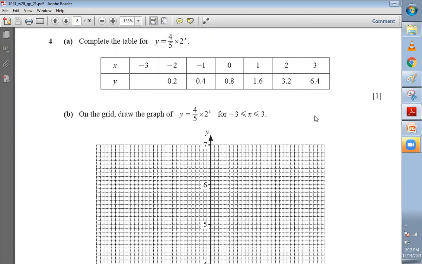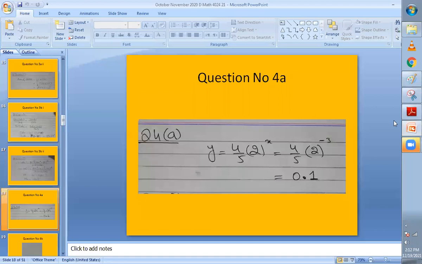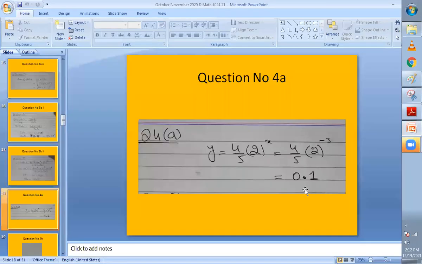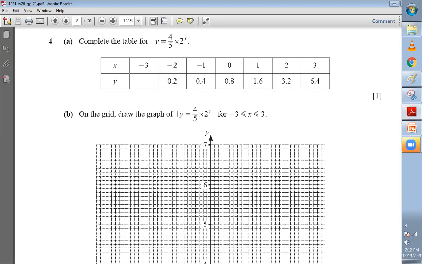So in your calculator, you will write 4 divided by 5 multiply 2 raised to power -3 equals, and you will get the answer. Let me show you. I've done this part. You write 4 divided by 5 multiply 2 raised to power -3 equals, and that answer will be 0.1. So in the table, right here, 0.1.